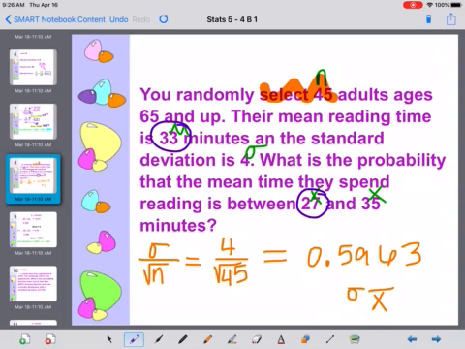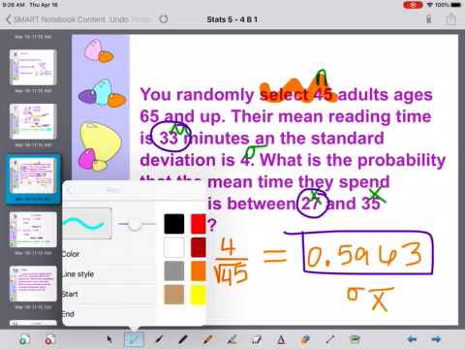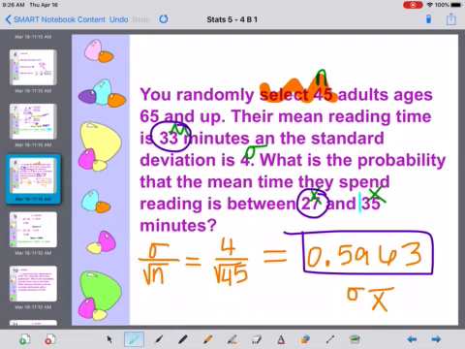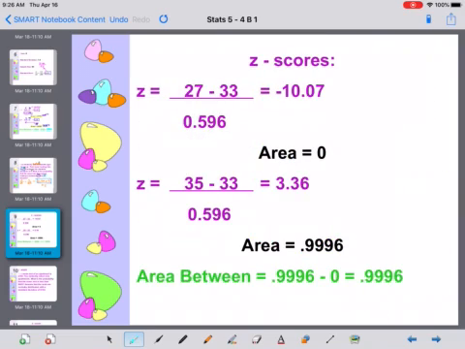So you're going to take x minus mu divided by this number now to get your z-score. And then you're going to do it again. So then you'll take this x and the mean again and divide it by this number again. You're going to get 2 z-scores, so 2 areas, and then subtract them.